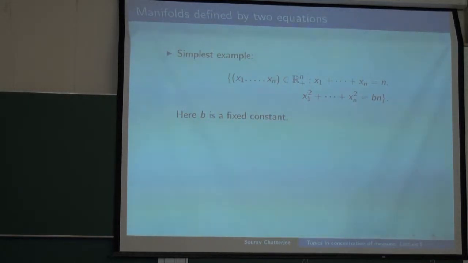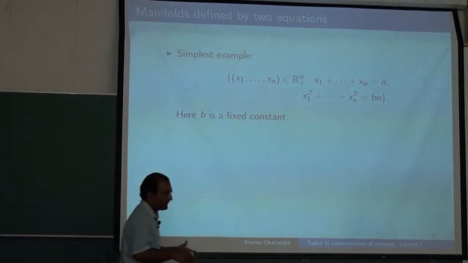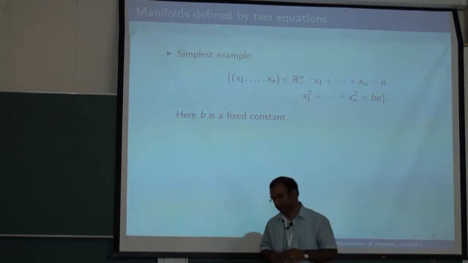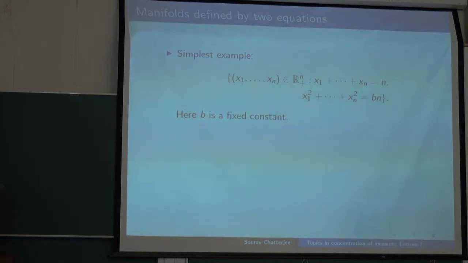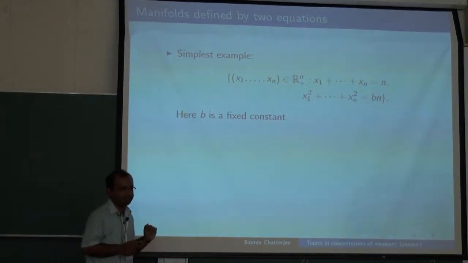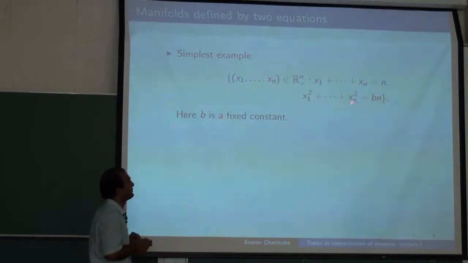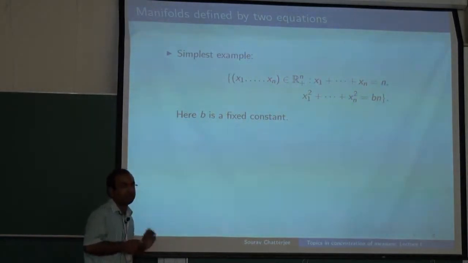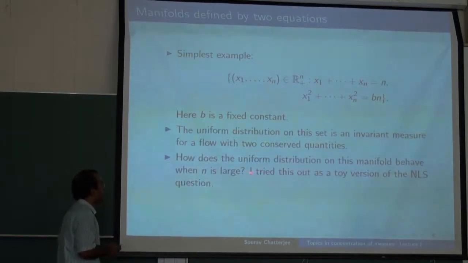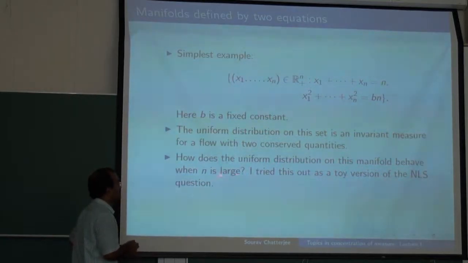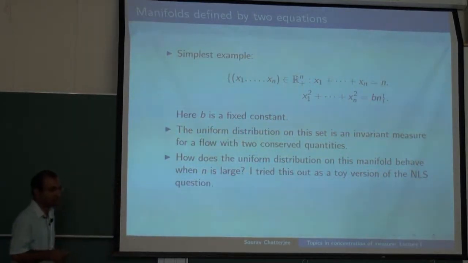Okay. So first, when I was trying to study these invariant measures for these nonlinear Schrodinger equations, it seemed too complicated. So I started with a very simple toy example, and already in here, you see very interesting things. If you choose a point uniformly from this set, you see interesting things. So you can construct artificial flows where these are the conserved quantities. So this will be an invariant measure in this set anyway. So how does this uniform distribution behave when n is large?